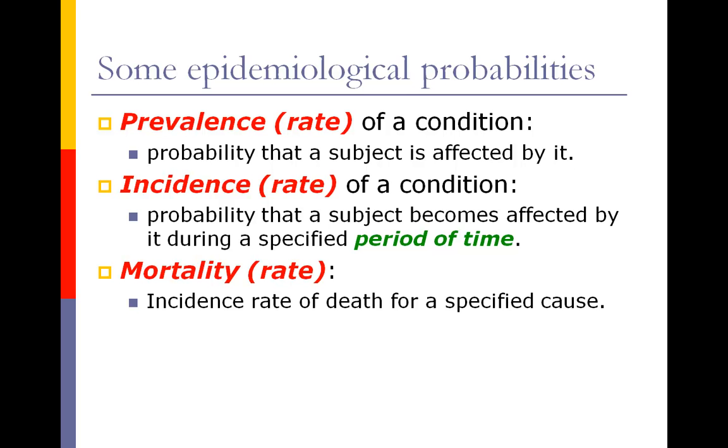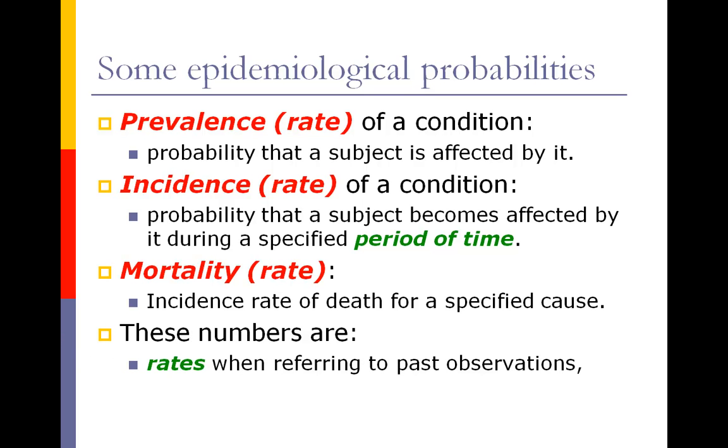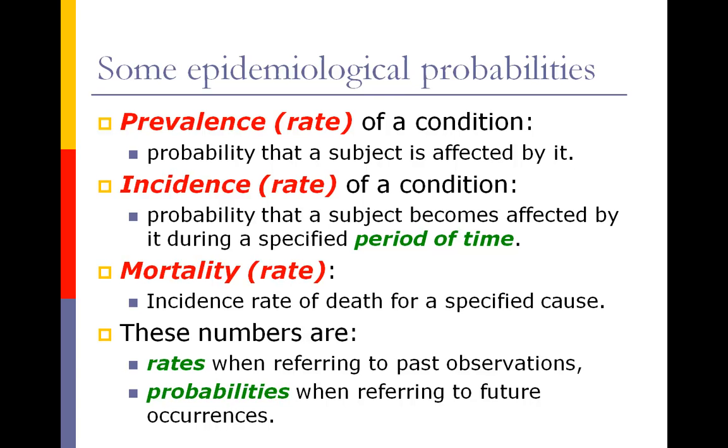But as numbers, they can be interpreted in one of two ways. These numbers are interpreted as rates when they're referring to past observations. So if we're dealing with some kind of descriptive study where someone has actually collected information about a certain condition and is telling us what the prevalence of this condition has been, then we talk about prevalence rate, and the same thing for incidence and mortality. On the other hand, we can think of these as actual probabilities when we refer to future occurrences. So we say that the prevalence rate of cancer in the future will be this and that.